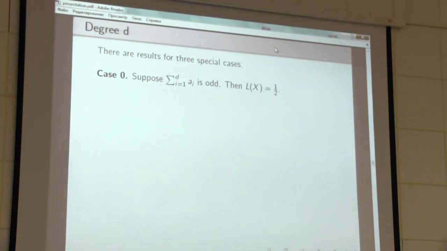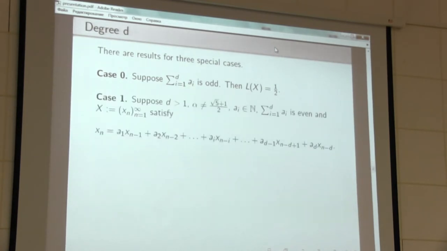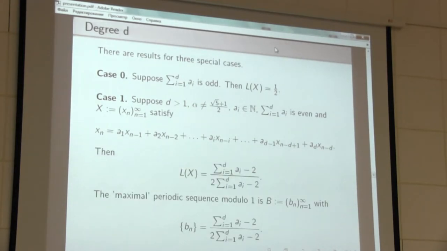When the sum of the coefficients of the periodic sequence is odd, L of x is 1 over 2. When all of the coefficients of the linear recurrence are positive, the degree is greater than 1, and alpha is not the golden ratio, then we have the following form of L of x. And the maximum periodic sequence here is the following one. The sequence of the fractional parts of B is periodic, and the length of its period is only 1.